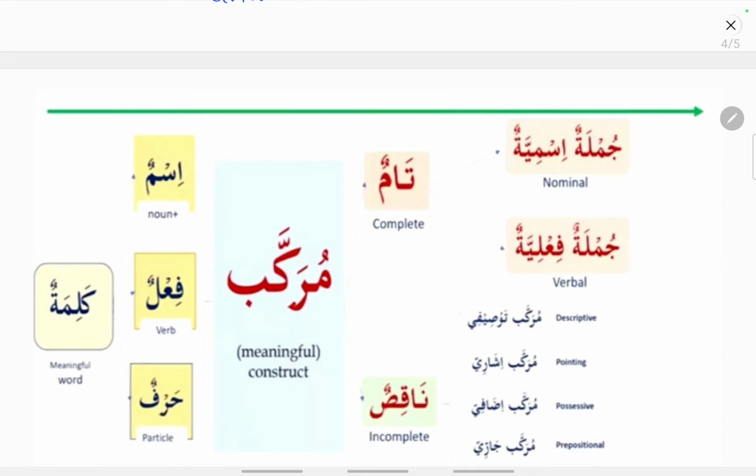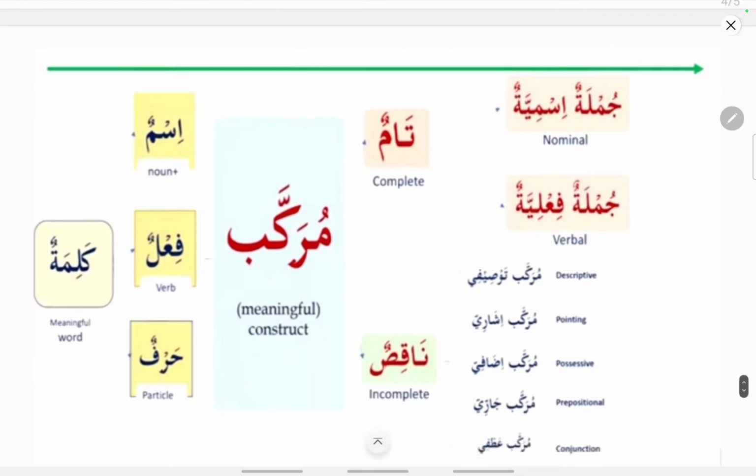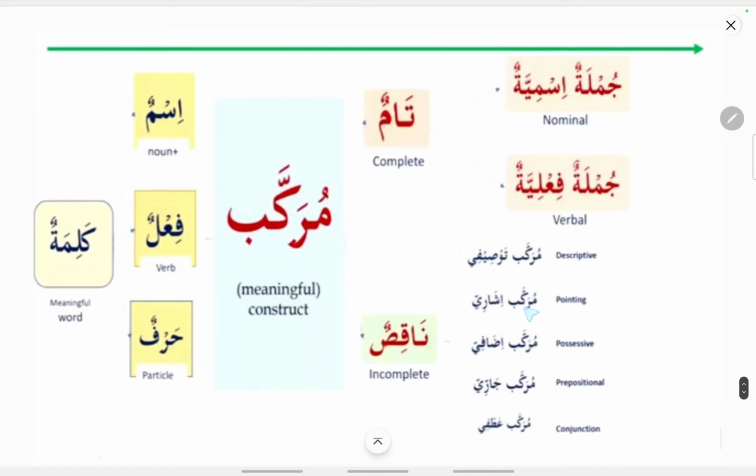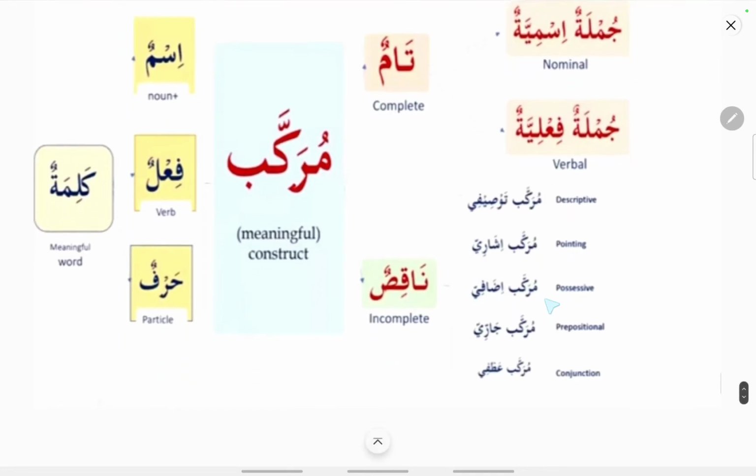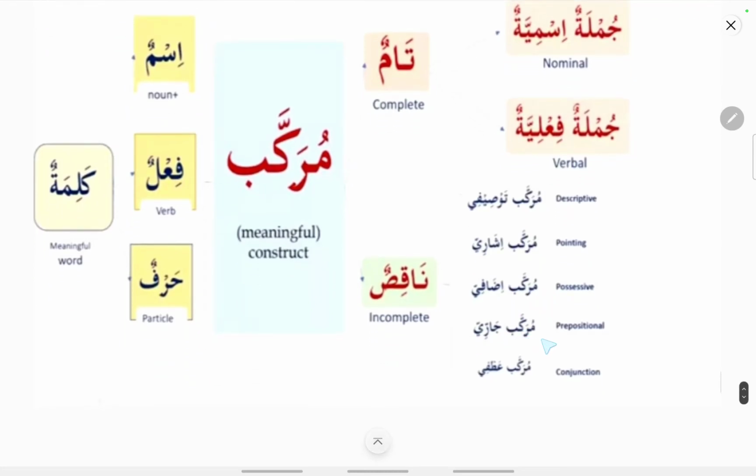The phrase in Arabic is divided into categories: murakkab tawsifi, that is descriptive phrase, murakkab ishari, that is pointing phrase, murakkab idafi, that is possessive phrase, murakkab jarri, that is prepositional phrase, and murakkab atafi, that is conjugational phrase. Besides this, we also have murakkab mausula, that is relative phrase, and the appositive phrase, and we'll deal with these phrases in the subsequent classes.